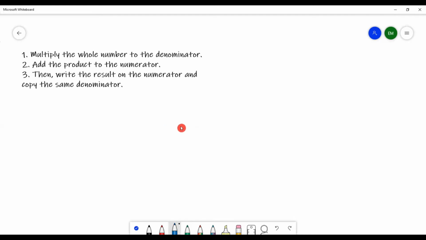Let's have another example. For example, we have 2 and 1/3. So we are going to multiply the whole number and the denominator. 2 times 3 is equal to 6. Add the product to the numerator. 6 plus 1 is equal to 7. Write the result on the numerator and copy the same denominator. Therefore, the answer is 7 over 3.